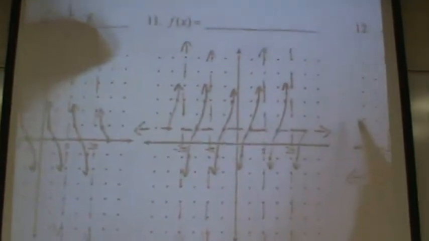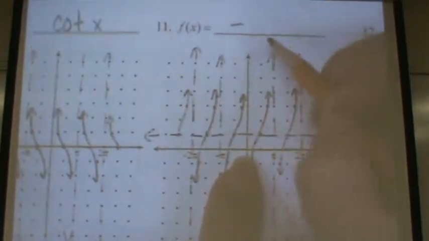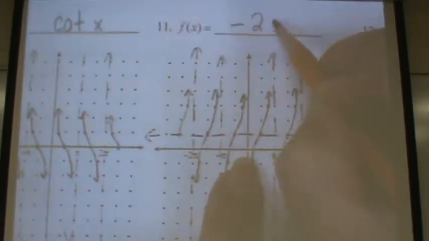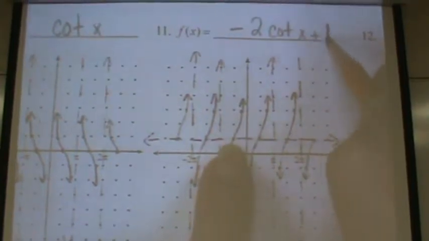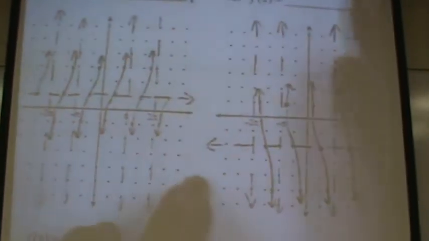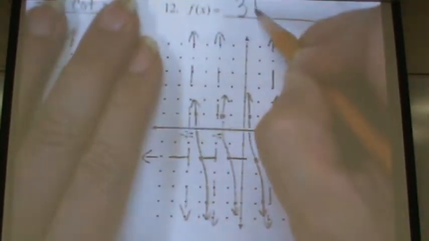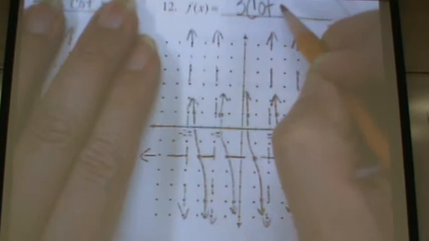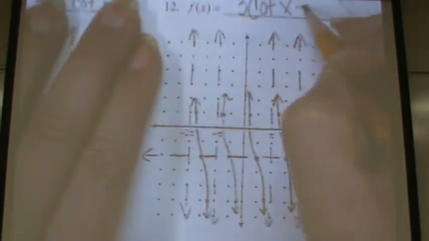How about this negative one? This is going to be negative 2 cotangent x plus 1. Next one. 3 cotangent x minus 2.